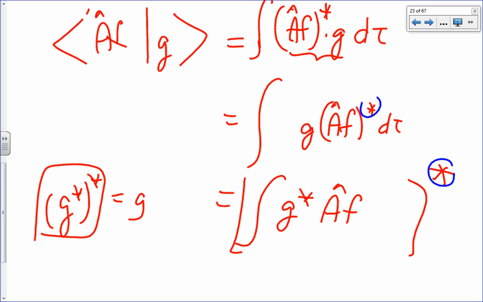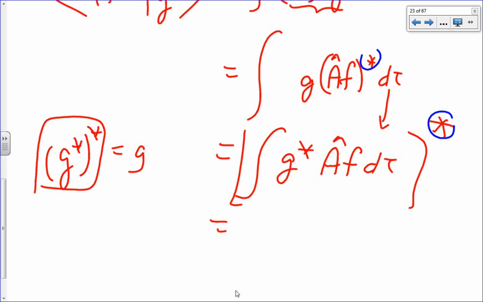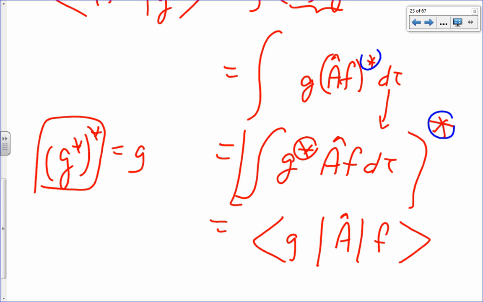D tau is just dx, dy, dz. Those are real numbers, right? So I don't have to star my d tau. So you can see, what's another way of writing this bracket notation right here? F goes here, A hat goes here, and G, since G has a star, goes inside the bra. But I have that extra star out there.